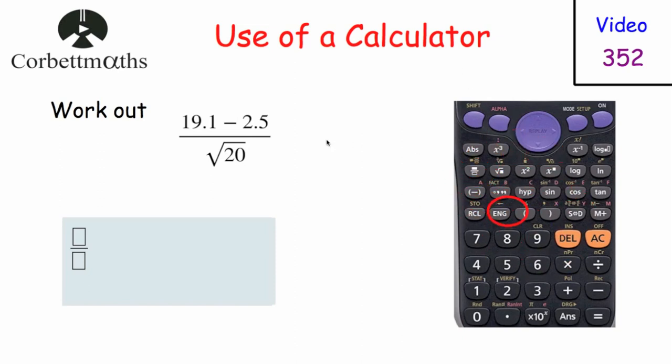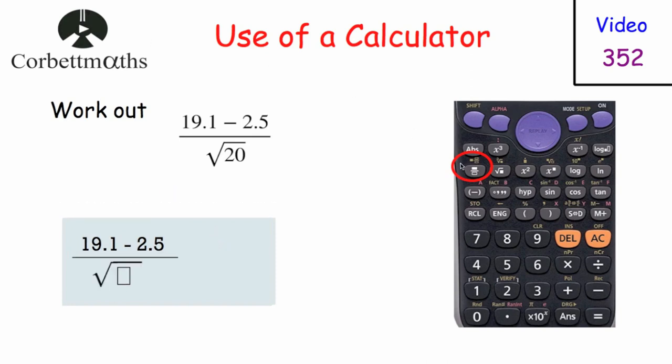Now, first of all, if I wanted to type this in, because you've got that line, that fraction, I would press the fraction button, this button here. And whenever I press that button, my display would look something like this. Next, I would type in the top line, the numerator of the fraction, that 19.1 subtract 2.5. So we'll just type in 19.1 subtract 2.5. Then I would press the down arrow here to bring me down to the denominator.